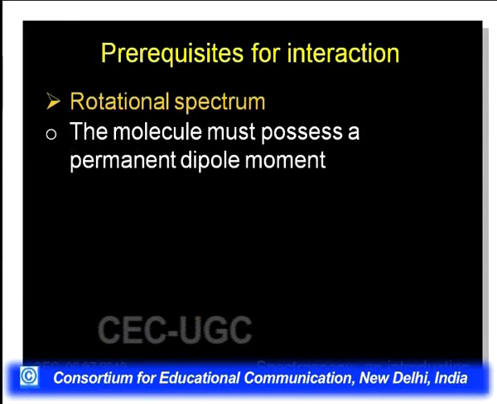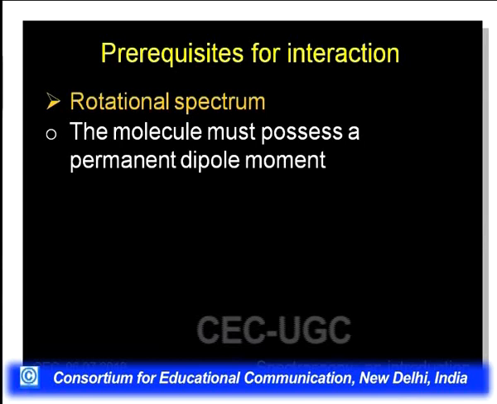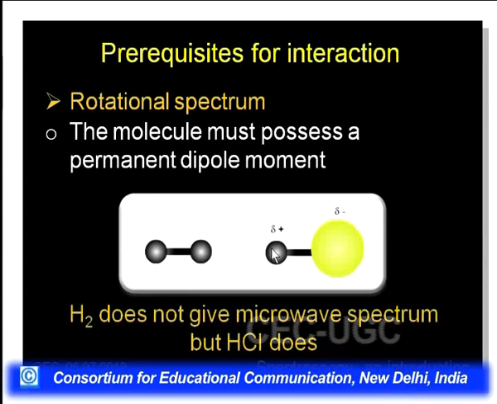If I want to observe a rotational spectrum, it essentially involves molecules rotating, and the rotational energy is quantized. If microwave radiation comes and interacts with the matter, there can be a spectrum. But for that interaction to occur, the prerequisite is that the molecule must possess a permanent dipole moment. If the molecule doesn't have a permanent dipole moment, the interaction will not take place, and I will not be able to observe the rotational spectrum. Let's understand why. If I look at these two molecules, this is a simple model for our hydrogen molecule, where two hydrogen atoms are bonded by a chemical bond. Now, if I look at HCl, this is a hydrogen atom and this is a chlorine atom.